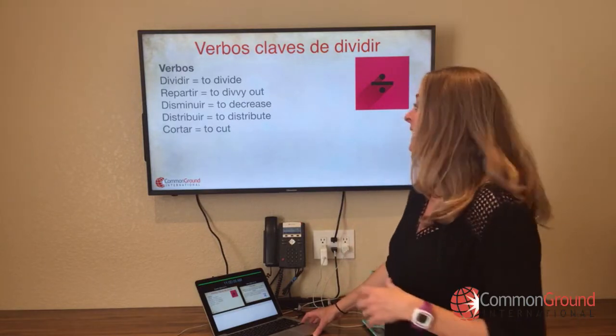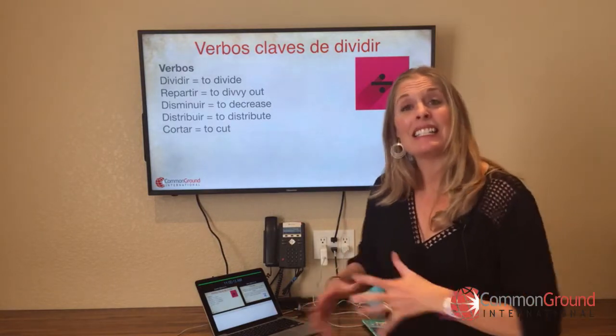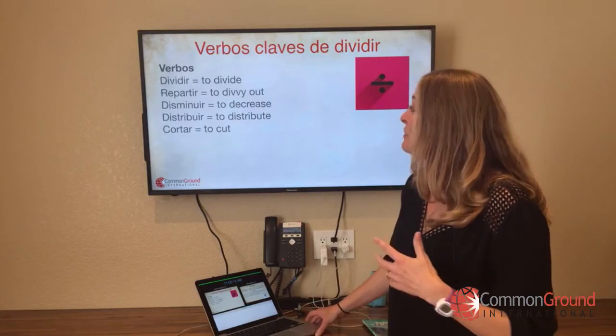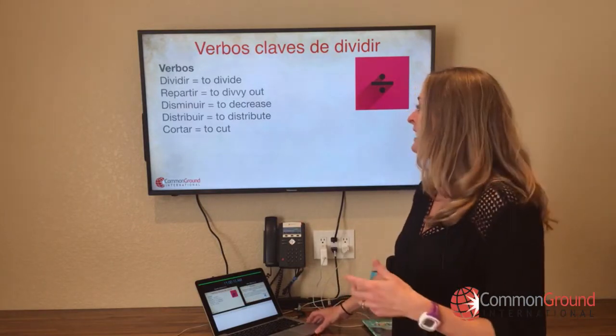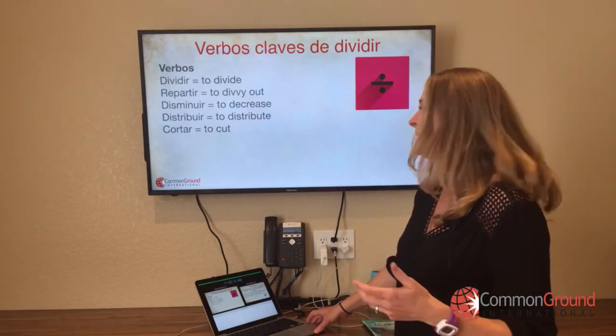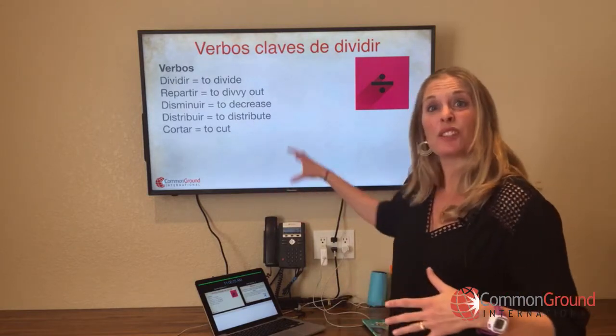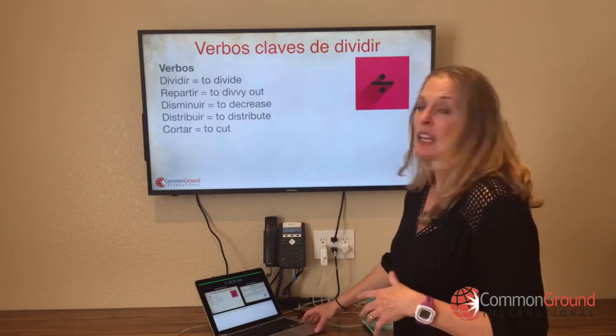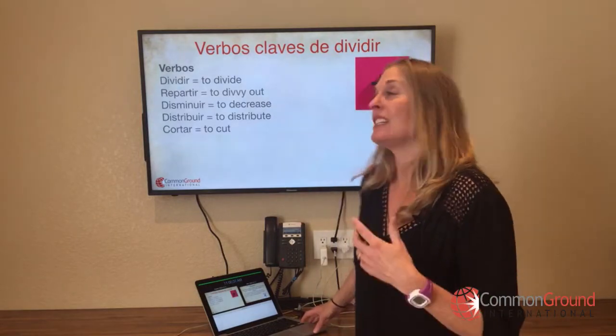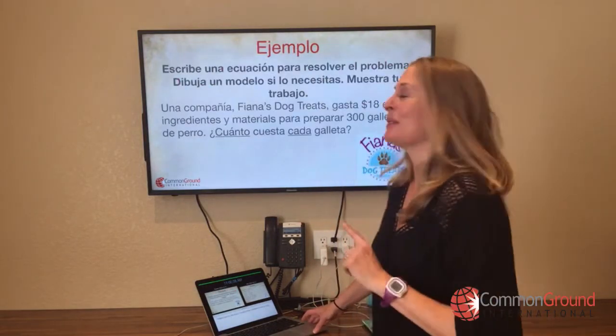Ahora vamos a ver algunos verbos claves. Dividir, to divide. Repartir, to divvy out. Disminuir, to decrease, okay? Distribuir, to distribute, y cortar, to cut. So van a ver esos verbos también cuando estás hablando de la división. Okay, otro ejemplo, vamos a ver otro ejemplo.